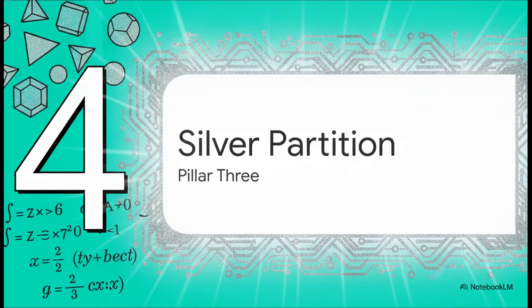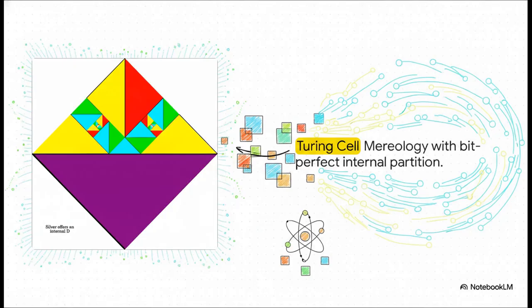All right, almost there. Section 4, Pillar 3, Silver Partition. Our final mathematical detail is the Turing cell mereology. Now, mereology is really just a fancy way of studying how parts relate to a whole. What this proves is that a unit constant can smoothly divide into its own substates without any spatial approximation error. You don't lose data or energy to the void. The space partitions perfectly into itself.